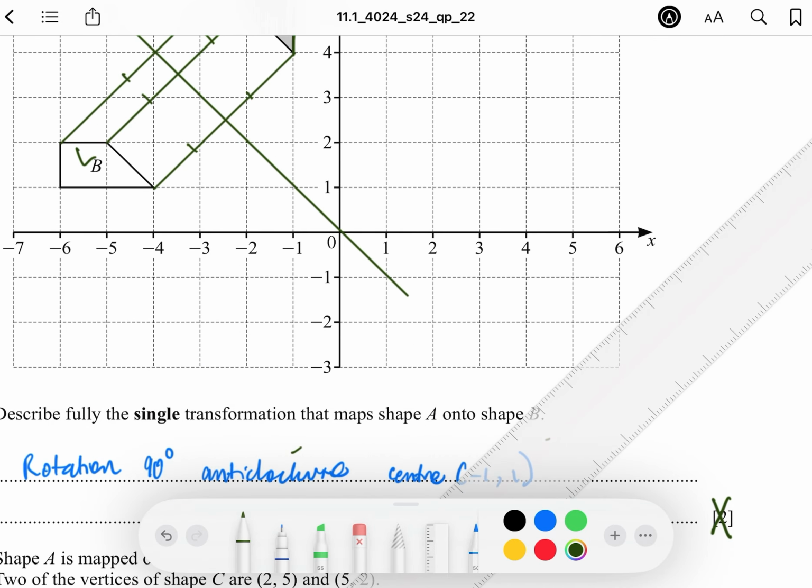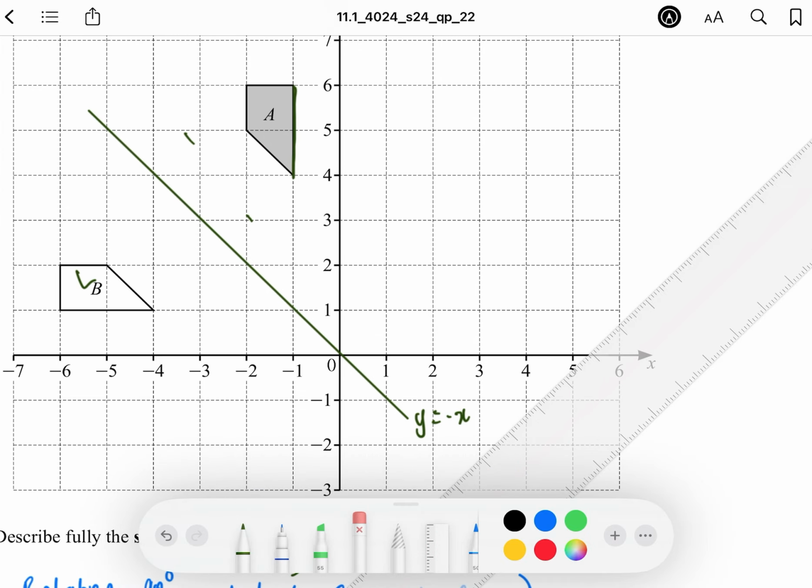This is when your y is positive, your x is negative. 2, minus 2. That means y equals minus x. Okay. Just erase that one. So there you go.